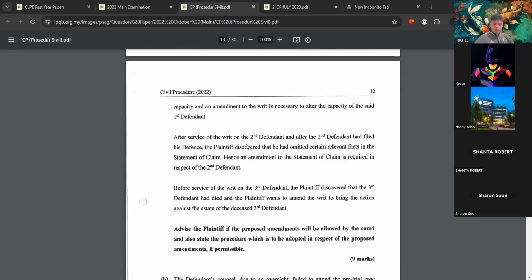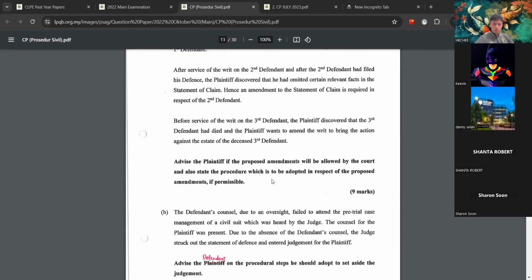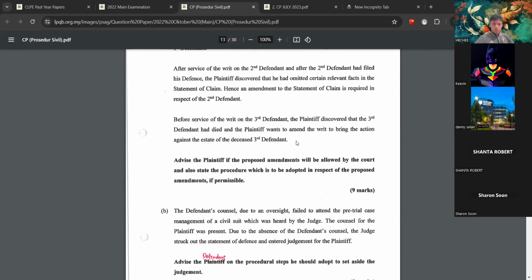Second, after service to the second defendant, the plaintiff discovered omitted certain relevant facts and he wants to amend the statement of claim by adding certain relevant facts. Okay. Now the third defendant, he wants to amend because the third defendant had died. Okay, he wants to bring the action against the deceased, the estate of the deceased for third defendant. Okay, advise the plaintiff whether the proposed amendment will be allowed by the court.